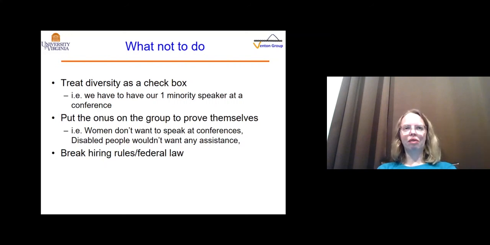The same goes with disabled people, rather than asking maybe if they need any assistance or going out of your way to make sure that they have what they need to be able to do their job. You're like, well, they wouldn't want any assistance, right? They wouldn't want to prove it all by themselves. And so again and again, you see kind of the onus being shoved back on people. It's like, well, if they really wanted that, they would prove it themselves.